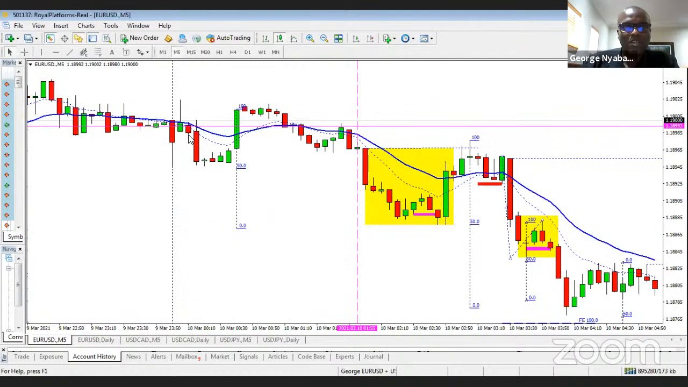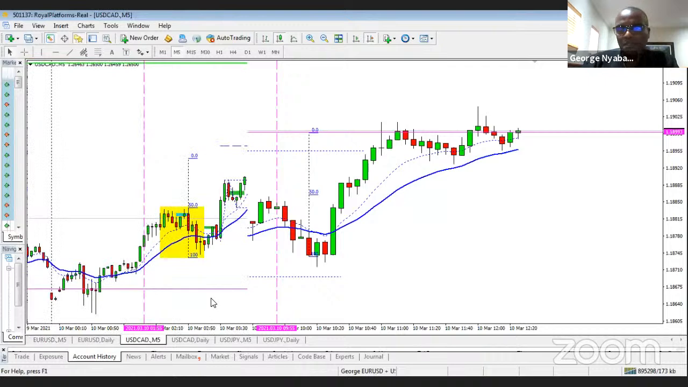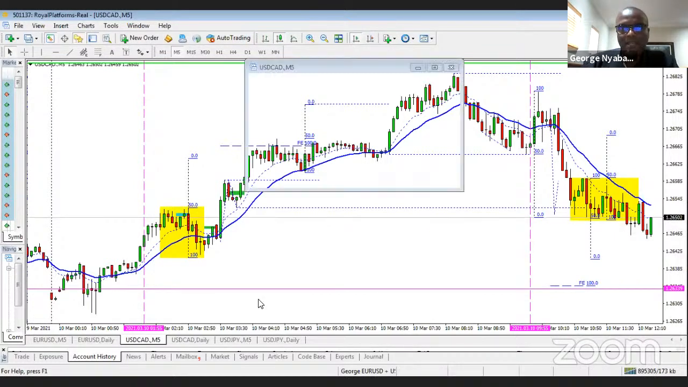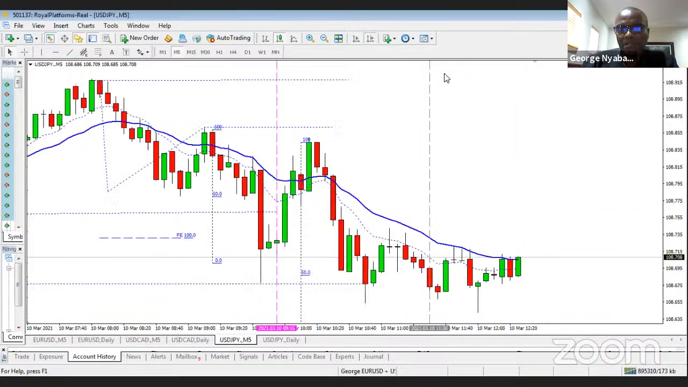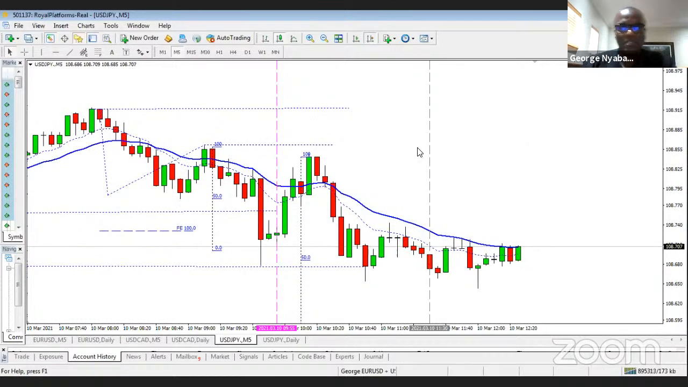Let's have a quick look while we shut down. Okay, no setups have really set up for us on the euro. So there's a break beneath that, and we've got to wait again on the CAD. We're also waiting on the yen. So it's worthwhile to wait because you'll get your rewards.